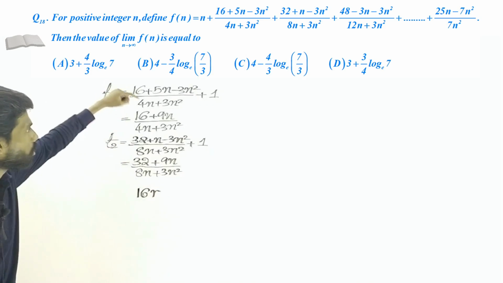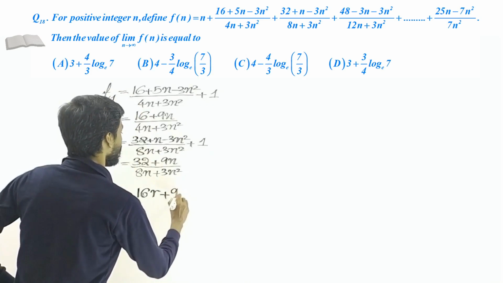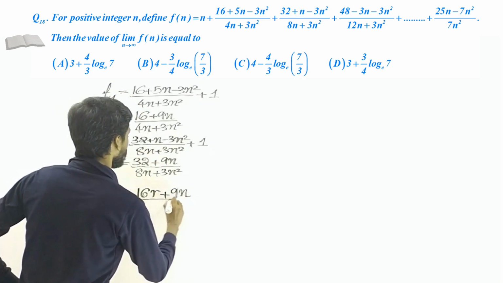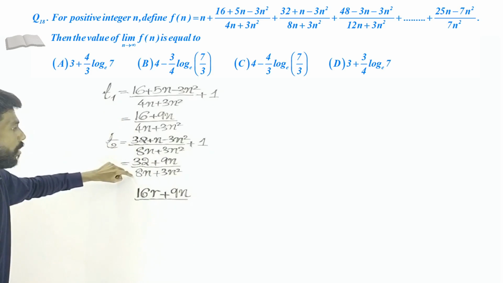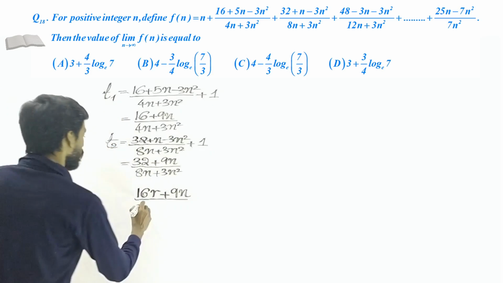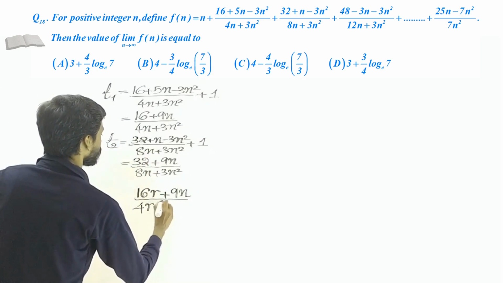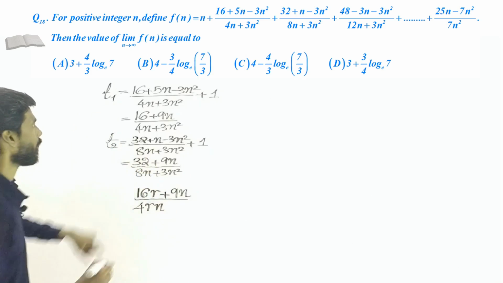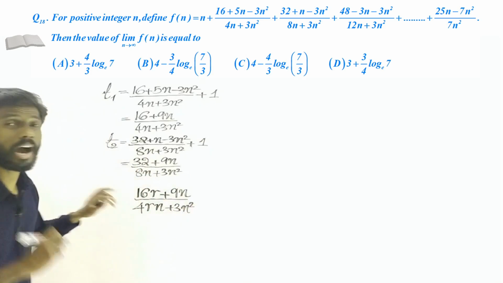Okay, so next, here 9n, so 9n is the same, so 16r plus 9n is the numerator. And in the denominator, the first term here is 4n, now 8n, so next will be 12n, etc. So that means again it is a multiple of 4. Okay, 4rn, and then 3n square as it is. That's all. This is the rth term of the series.